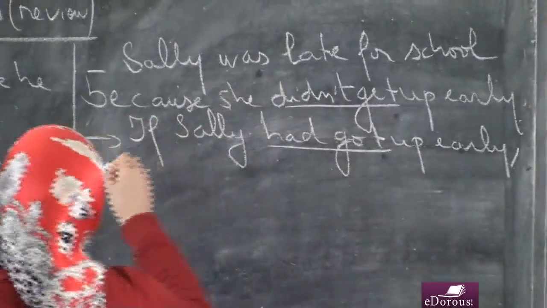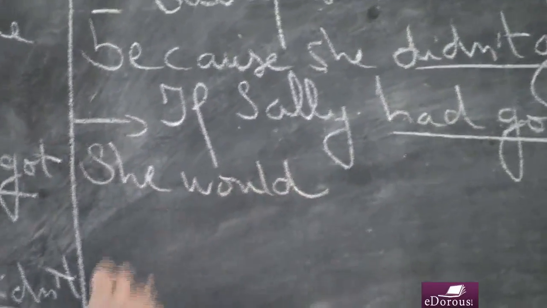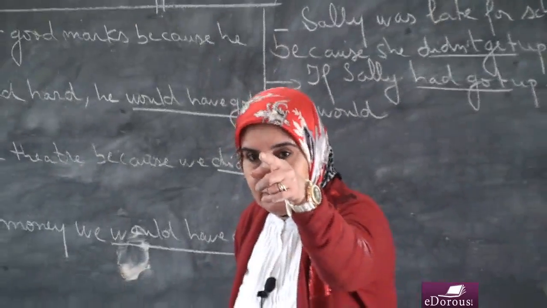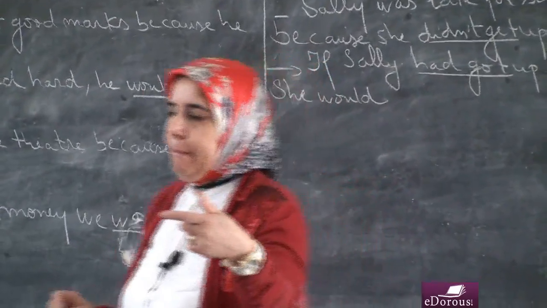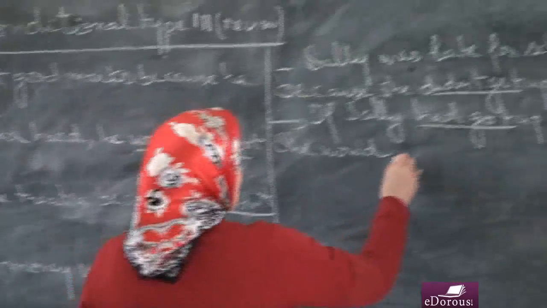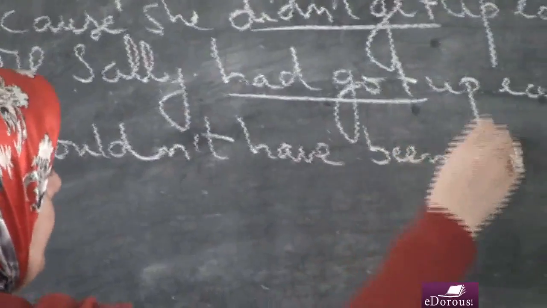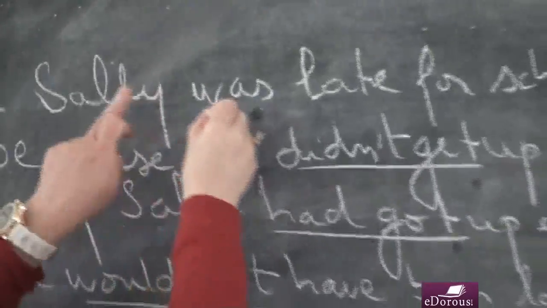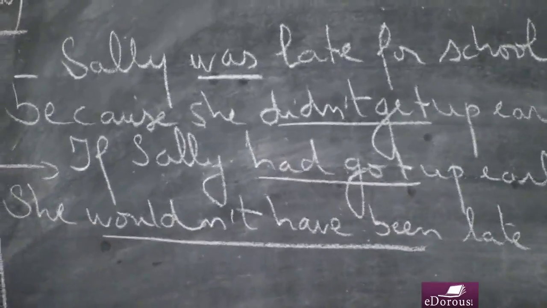She wouldn't. Yes, she wouldn't have. You see it. Say it again. Yes, good. She wouldn't have been late for school. She was late. Look. Have been late. Okay? Yes, who can give me an example now, please?